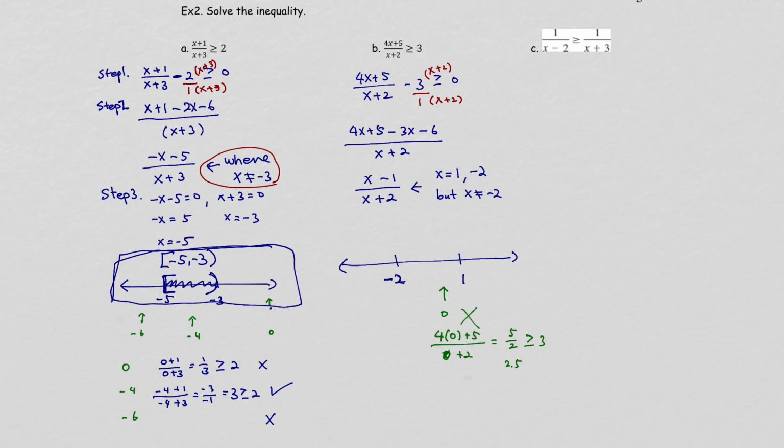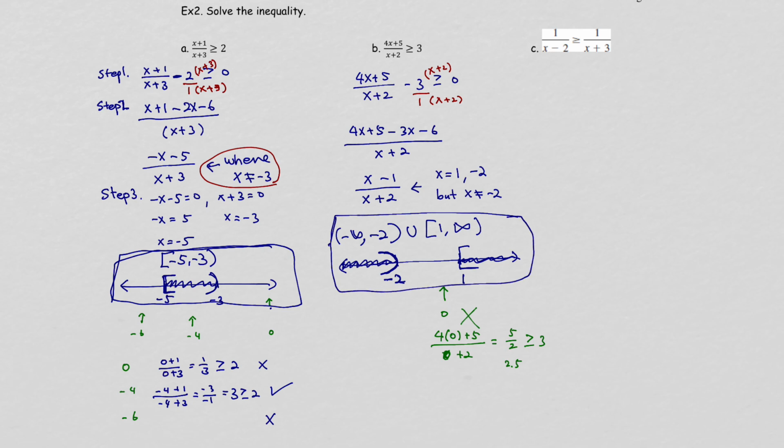It means the other two should work because your solution should alternate, right? So this one works, and we know -2 is the restriction, so use the parenthesis, and this is going to be a bracket. And if you wanted to draw your interval inequality solutions, that will be your solutions, notations, and the graph.